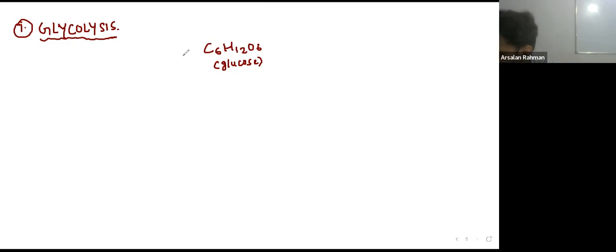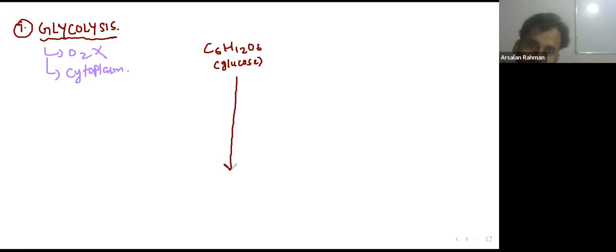So what will happen? The first step is glycolysis, which does not require oxygen. What is the location of this step? The cytoplasm of the cell. This glucose molecule will convert into a product called pyruvate. Have you heard about the compound called pyruvate?